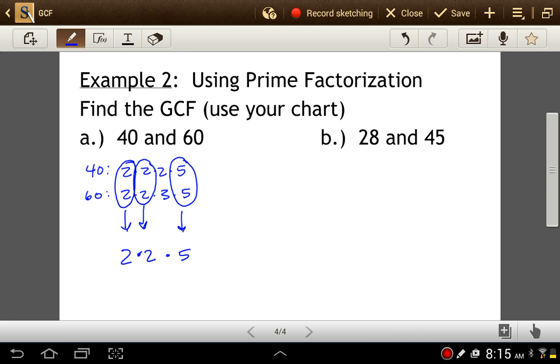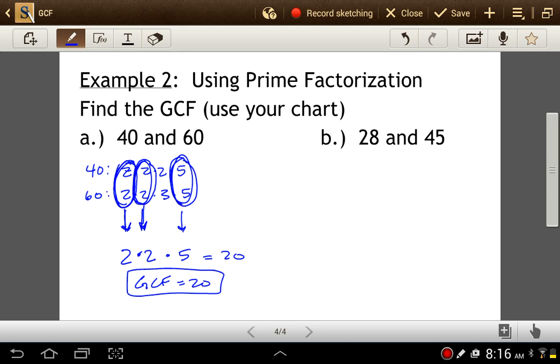So they have a 2 in common, a second 2 in common, and a 5 in common. Notice that I'm not writing down four 2s and two 5s, because that's not what I circled. A pair means that's what they have in common. They have a 2 in common, a second 2 in common, that's two 2s, and they have a 5 in common, that's one 5. You multiply those numbers. 2 times 2 is 4, times 5 is 20. So your GCF of 40 and 60 is 20.